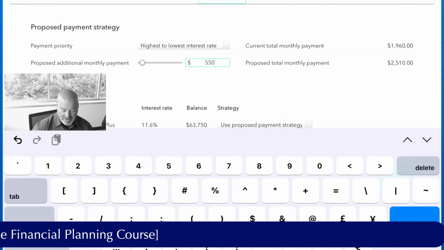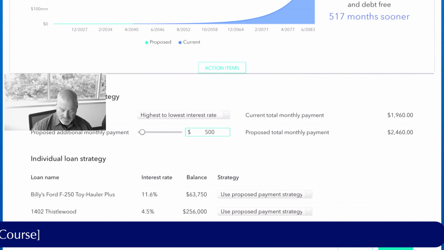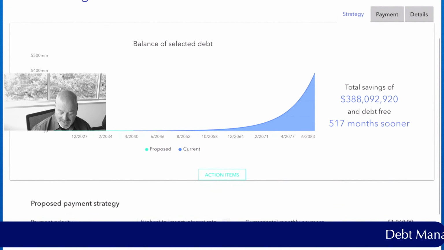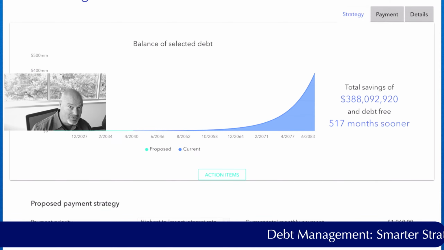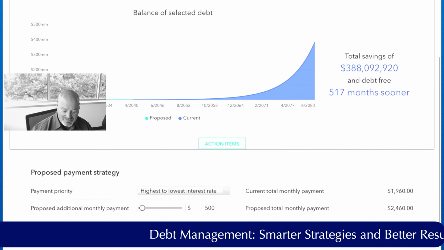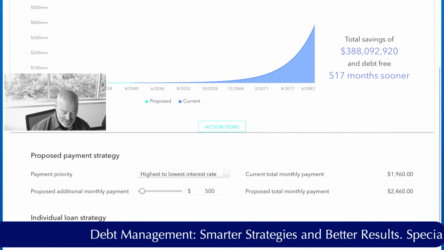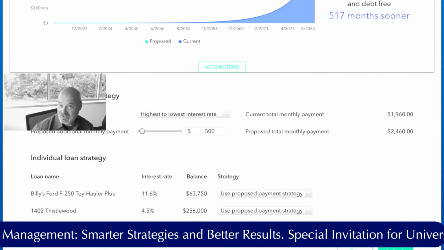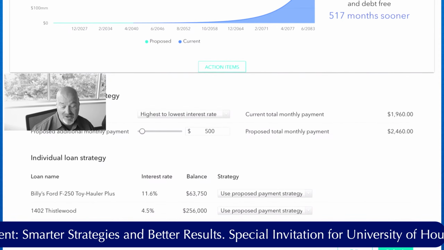Okay, again, I'm going to go in and add $500. This is something that's pretty reasonably achievable for Billy and Sally. So they save a little bit more. Instead of $350 million, they save $380 million over their lifetime, but they're out of debt 517 months sooner. So that's by adding $500 to their budget for the purpose of paying off debt.